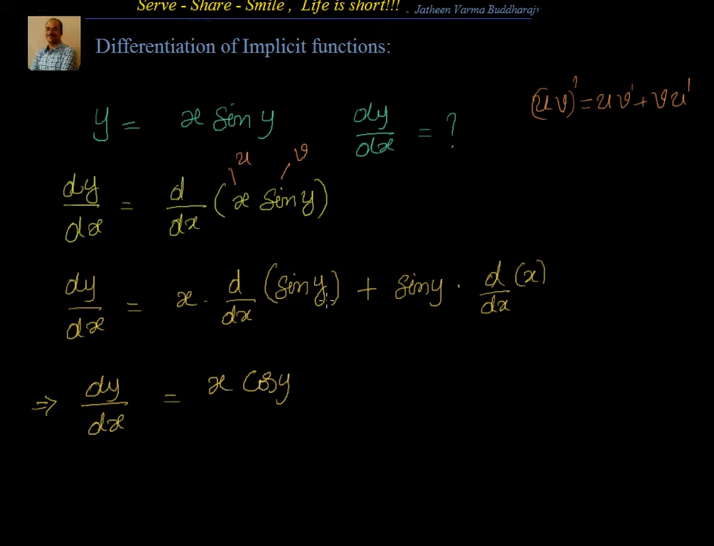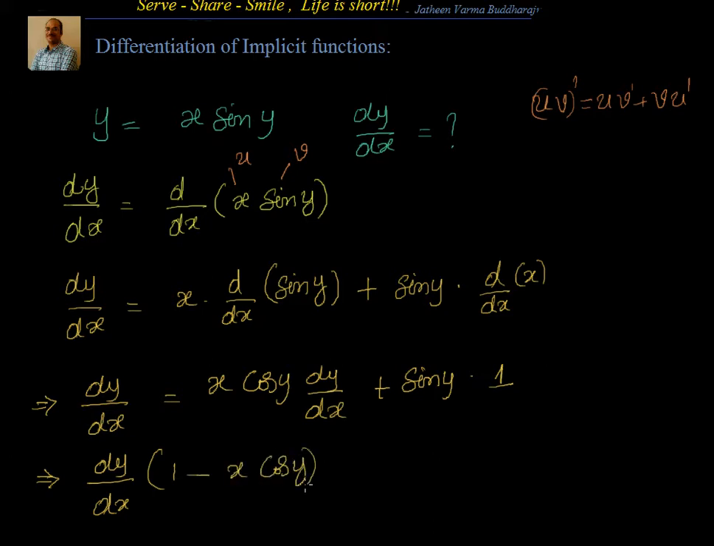And remember, whenever we are having terms with y, we will have dy by dx with us. It becomes x cos y dy by dx plus sin y into dx by dx, that's equal to 1. Now if you keep all the terms which are having dy by dx on one side, we'll have dy by dx into 1 minus x cos y is equal to sin y. Or can we write dy by dx is equal to sin y divided by 1 minus x cos y.